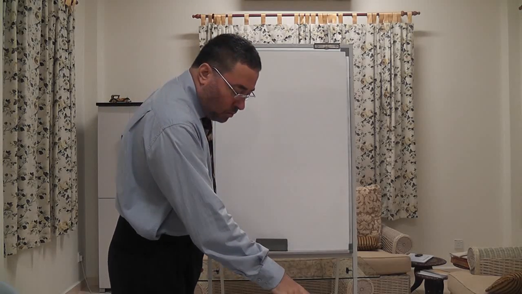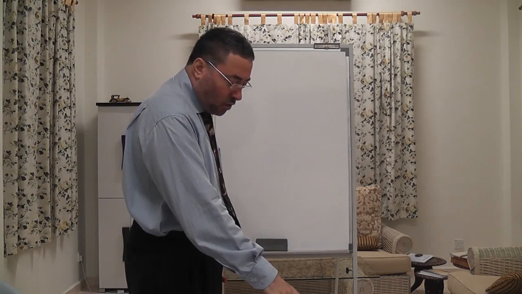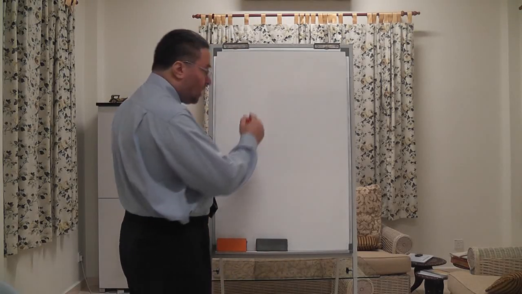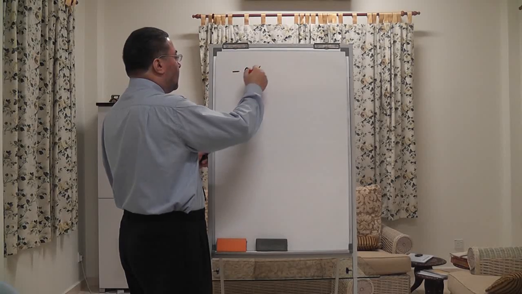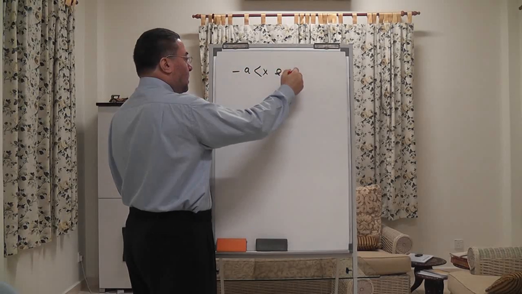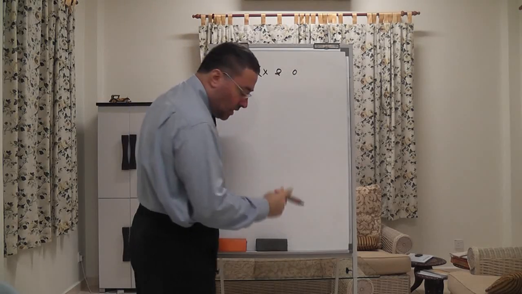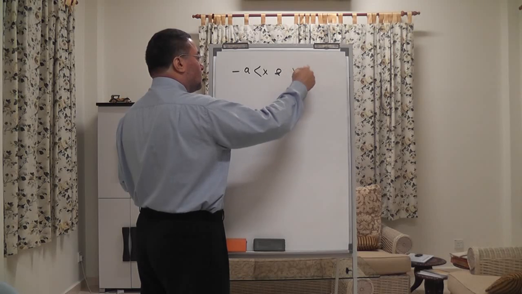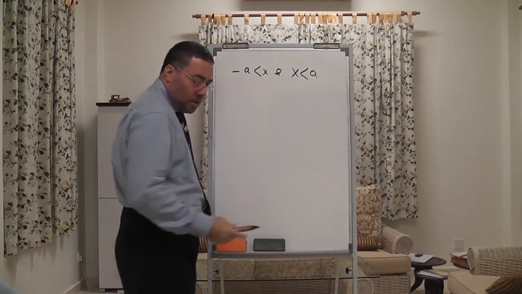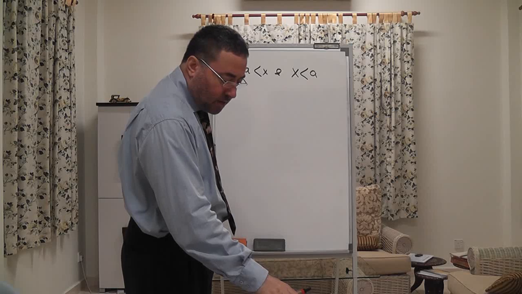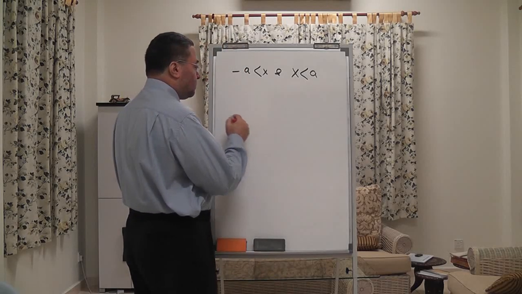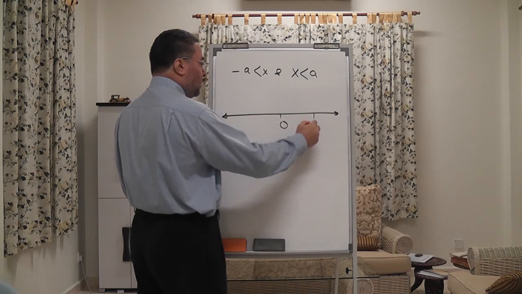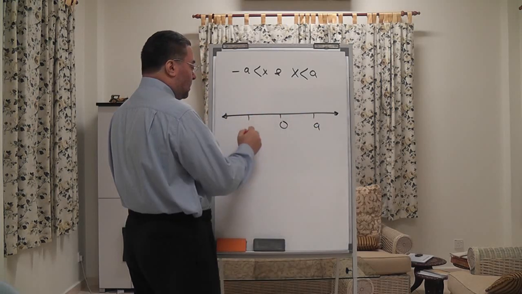Now we move to number 46, graph the solution set of minus a less than x and x less than a, where a is positive. So on the number line, if this is 0, a will be somewhere here, and minus a will be somewhere here.